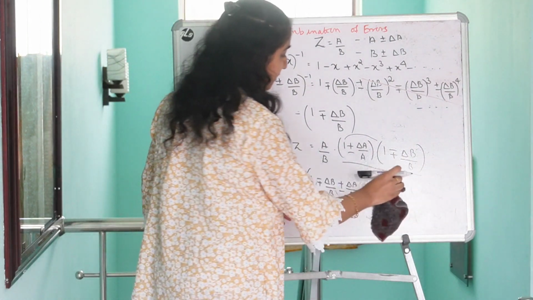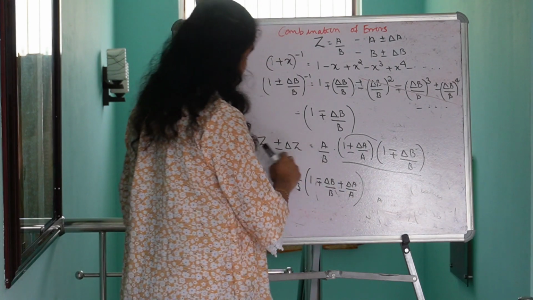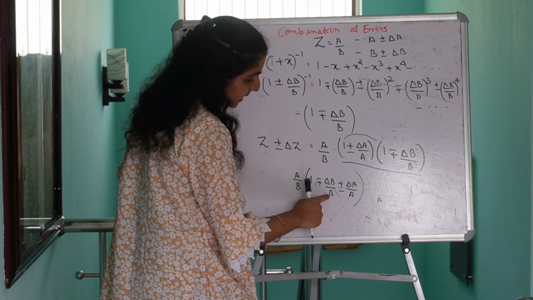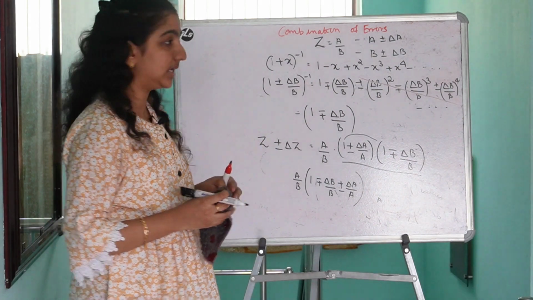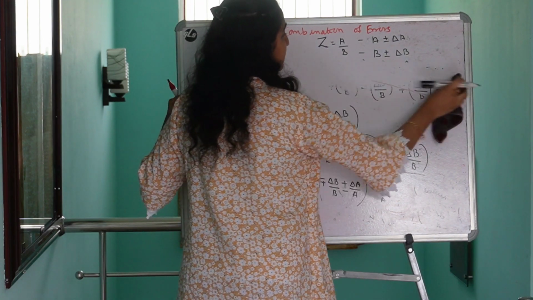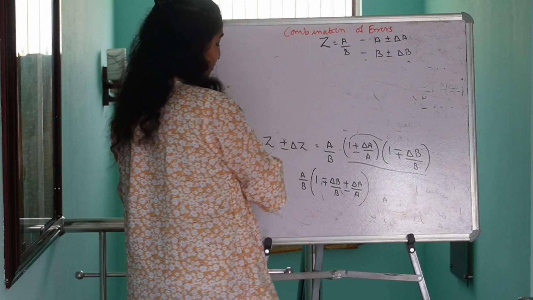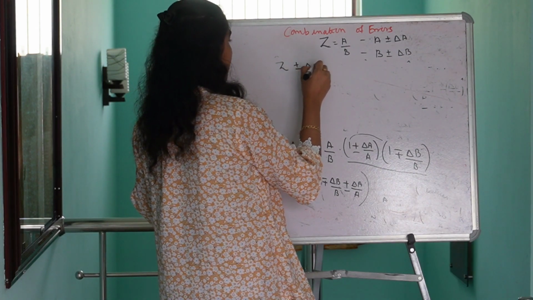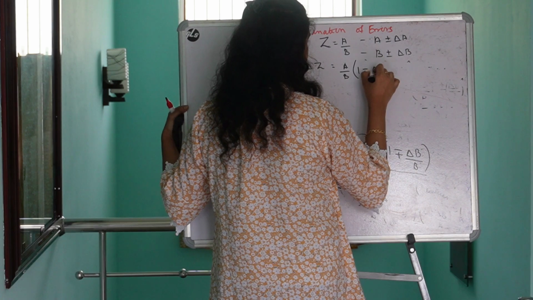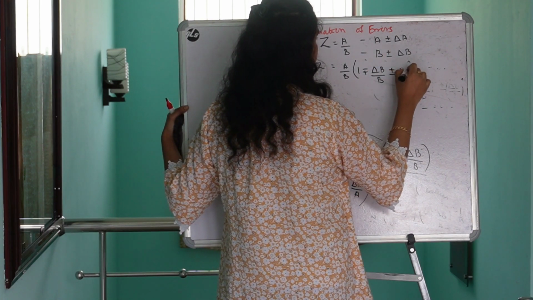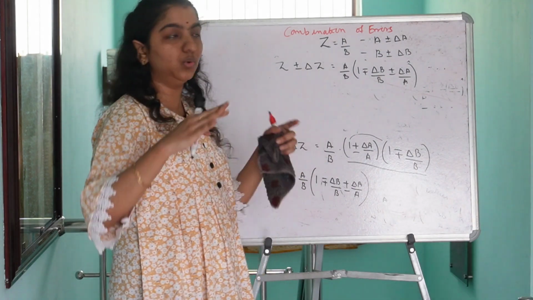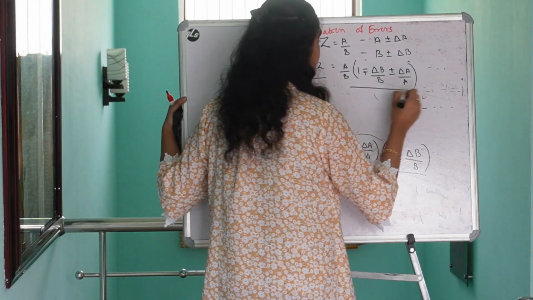Now the equation becomes z plus or minus del z is equal to a by b into 1 minus or plus del b by b plus or minus del a by a. Is it clear up to this? Let me rub all these off. Now let me write the current status of the equation: z plus or minus del z is a by b into 1 minus or plus del b by b plus or minus del a by a. Is it clear up to this? Now I am going to divide on both sides by z.